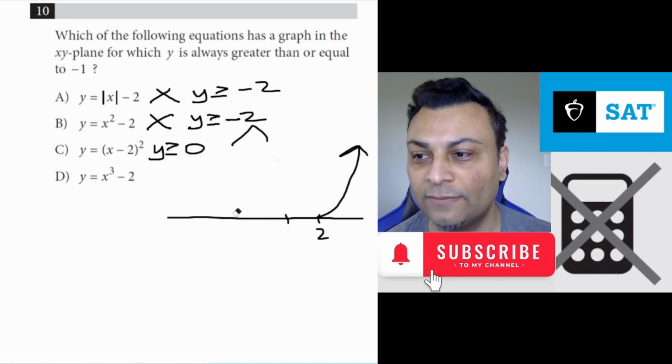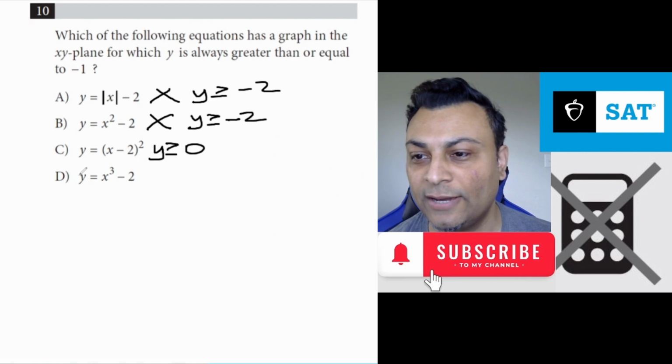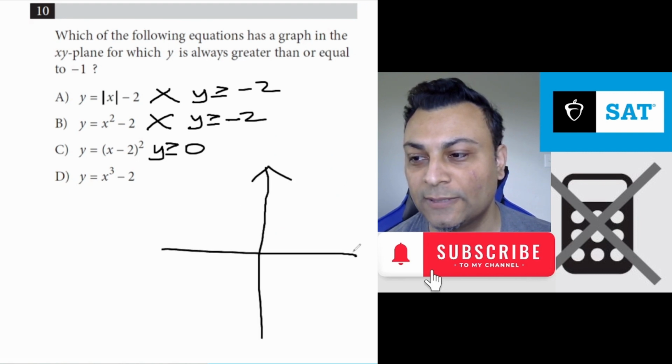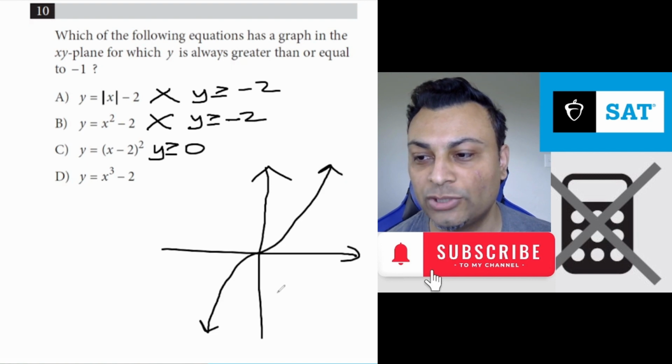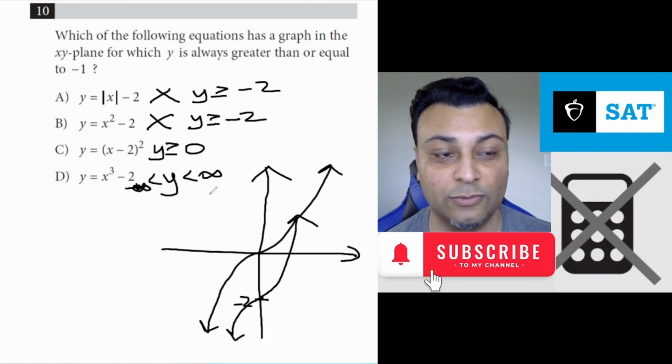And the final graph, x cubed minus 2. The x cubed graph has a range of all real numbers. And even when you shift this down 2 units, the range is still all real numbers. So for this one, y is all real numbers. You could write -infinity to infinity. So in any case, y can take on any value for part D.